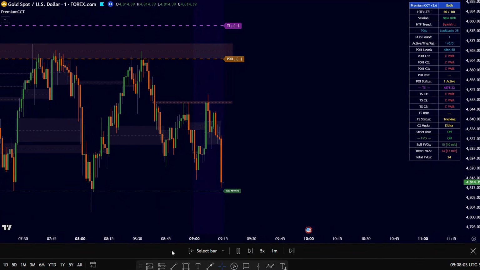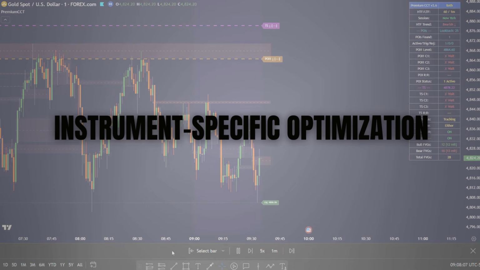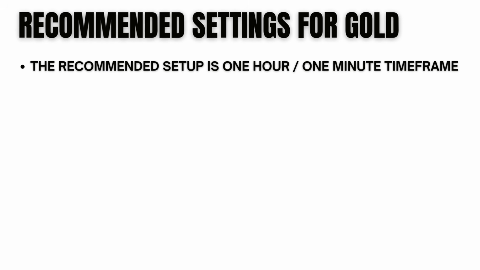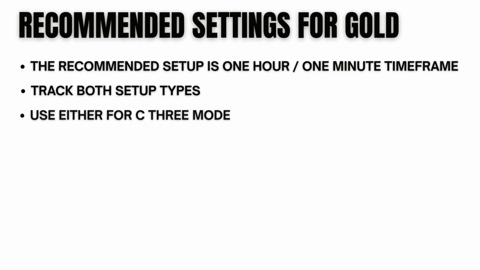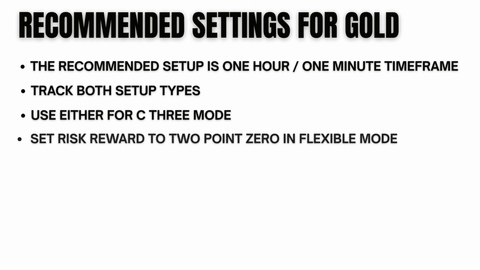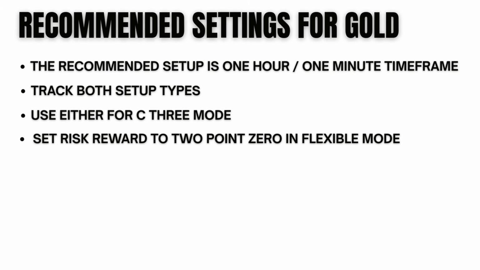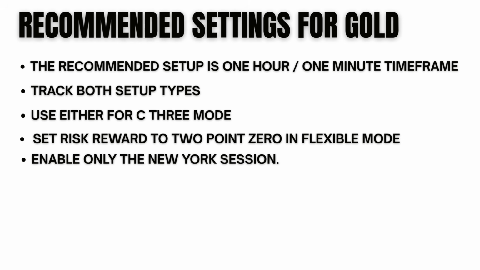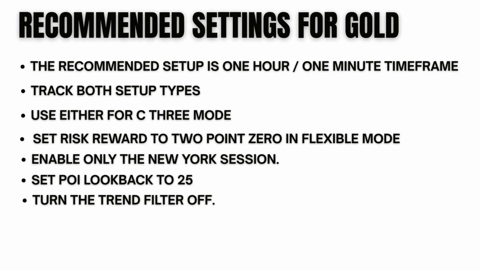Different instruments have different personalities. Let me give you optimized settings for major asset classes. For gold, which is what the default settings are designed for, the recommended setup is 1 hour/1 minute time frame. Track both setup types. Use either for C3 mode, set risk-reward to 2.0 in flexible mode, enable only the New York session. Set POI lookback to 25, and turn the trend filter off.